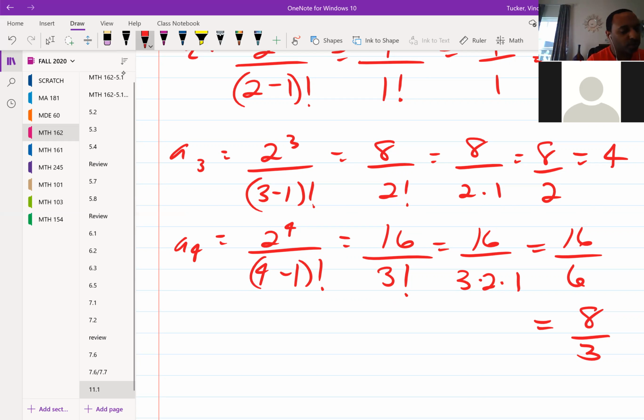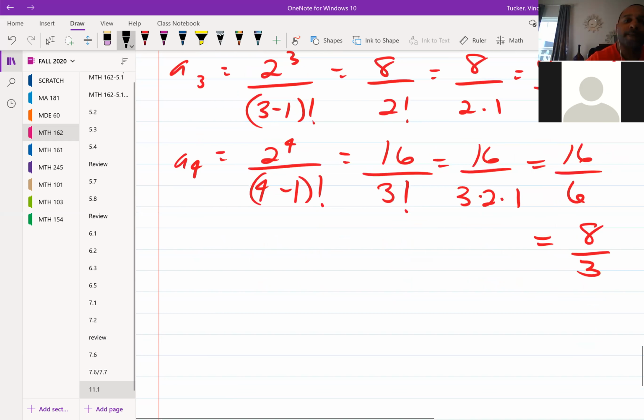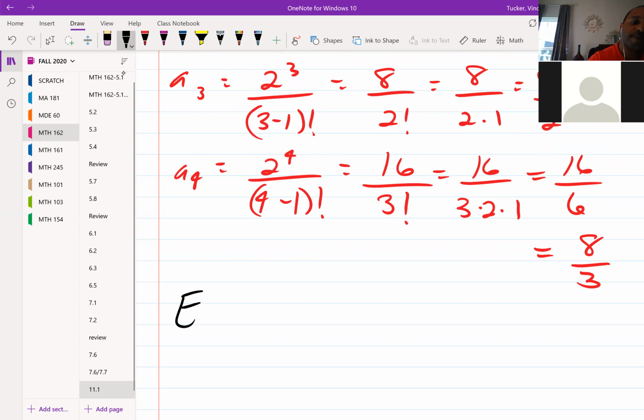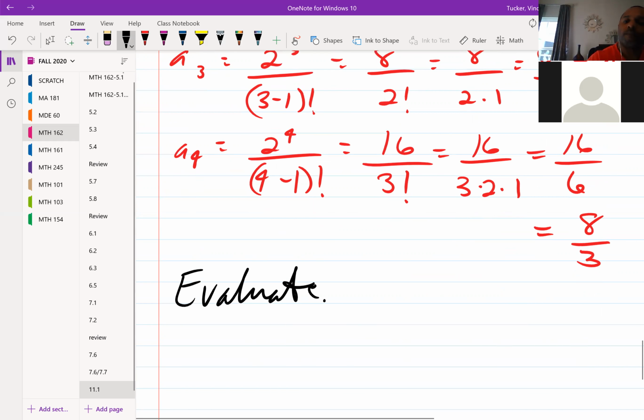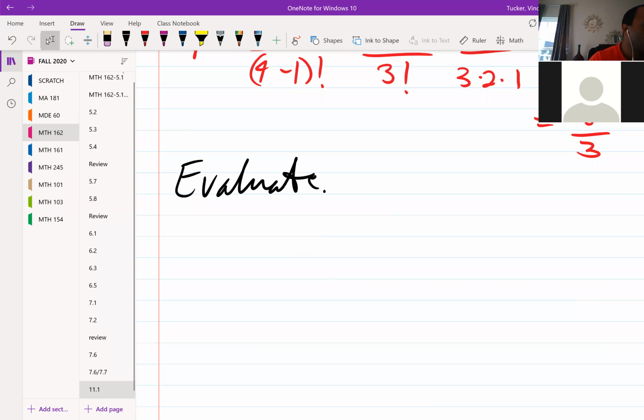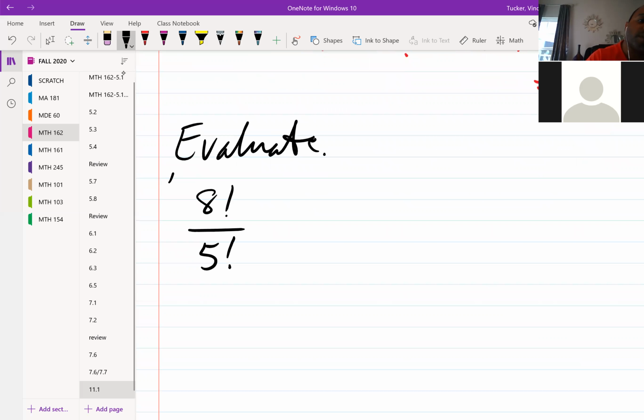All right, questions. All right, so giving us more factorials to evaluate. Let's say we start here. 8 factorial over 5 factorial. Just want to make sure we're seeing this properly.